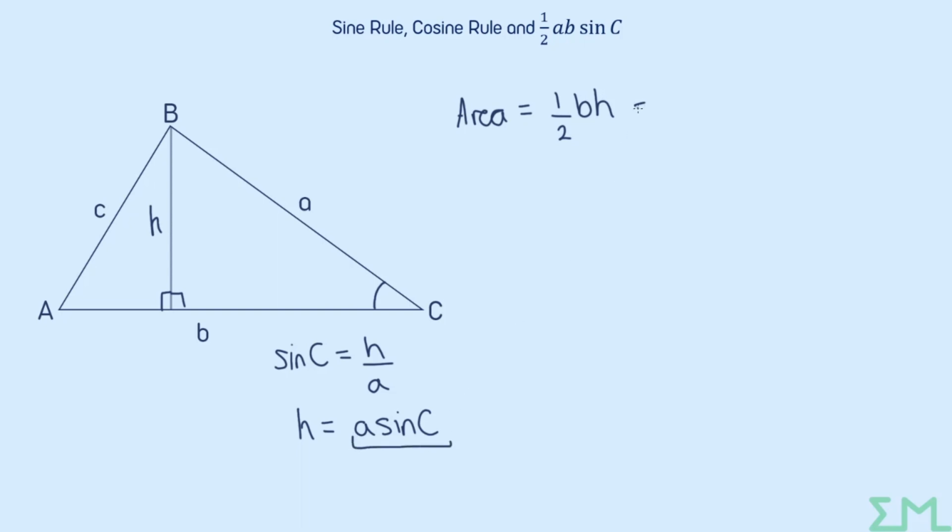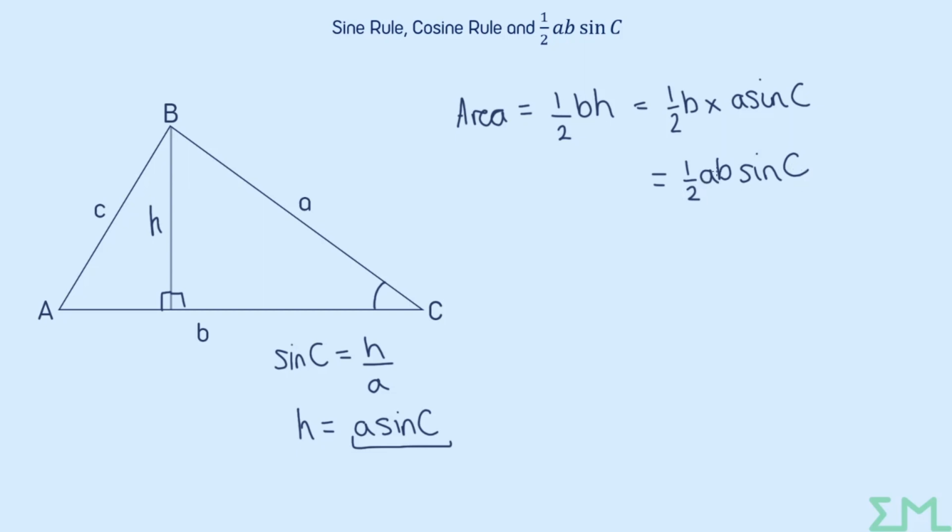So I can now come back up to the area formula, and this becomes a half times base times a sine C, with just a slight movement around of things because we like things to be alphabetical, just moving the a in front of the b there. A half ab sine C. We have the area formula.